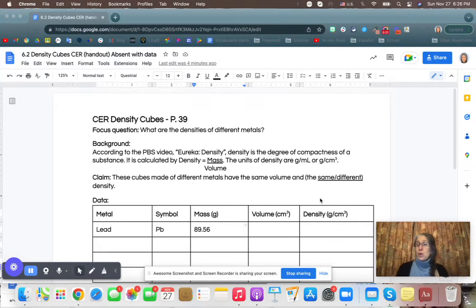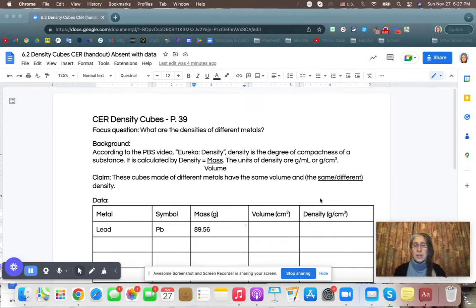Once again, normally you'll write your own background. You can find the checklist for what is important for a CER background section on the first page of your notebook. Backgrounds need to have some information that's helping your reader. So I look at the title, density cubes, and the focus question, what are the densities of different materials? And I ask myself, what words in there might my reader not know and need a little more background on?